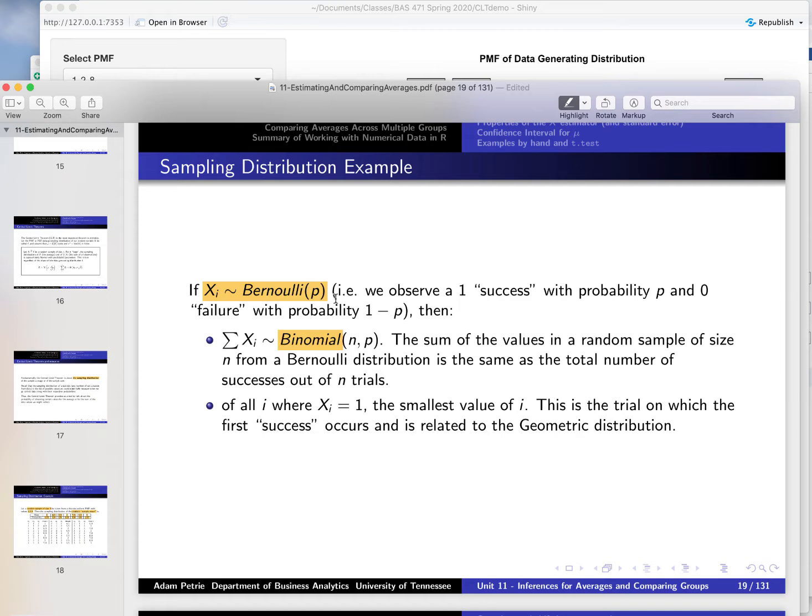Now, if you remember the Bernoulli distribution, we only observe 2 possible values, a 1 or a 0. Typically, we associate a 1 with a success, like a customer clicking on an ad, and a 0 is a failure, like a customer not clicking on the ad.